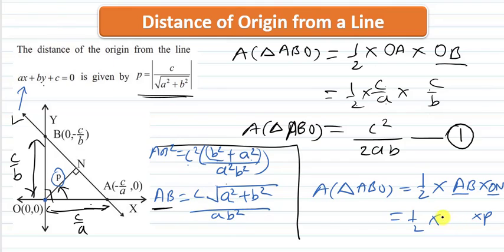Just put the length of AB. I am putting the length of AB in this formula. What will I get? C root of A square plus B square upon AB, right? This will be my equation 2.